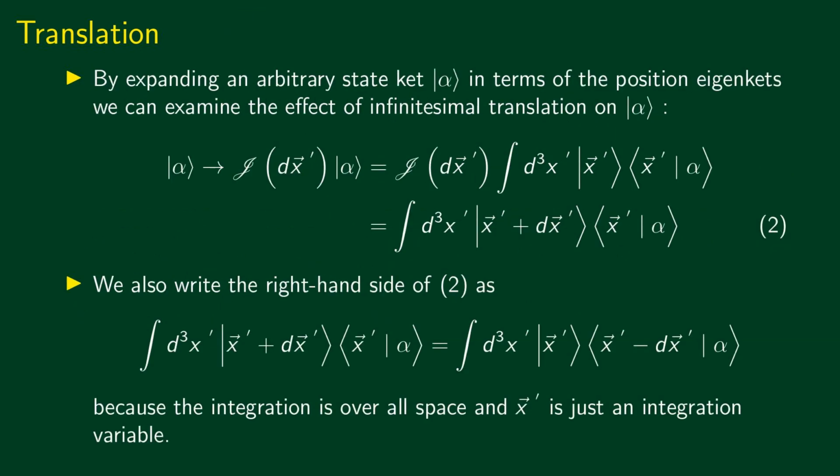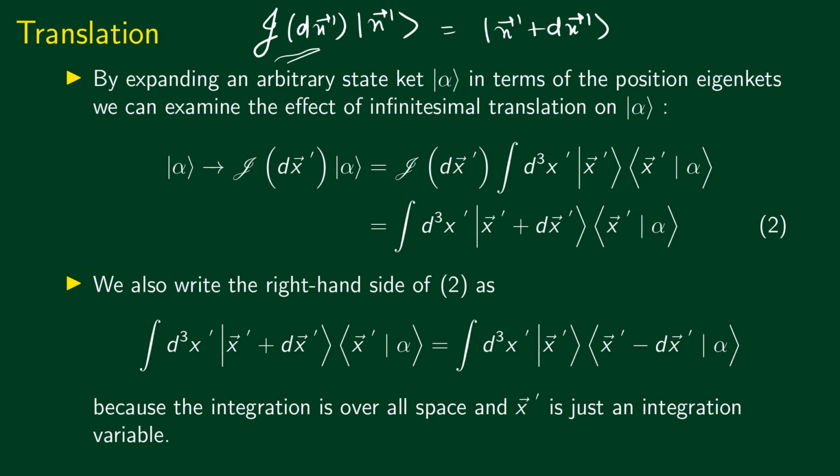Now we have defined the infinitesimal translation operator by its action on a position eigenket. It is defined like this: J of dx' acting on the ket x' is equal to the ket x' plus dx'. Now we can check the action of this infinitesimal translation operator on an arbitrary ket, some state ket alpha.